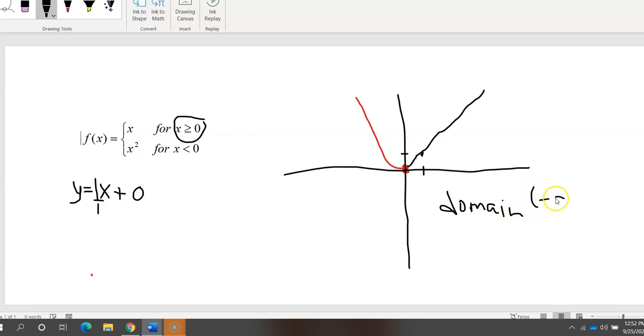is going to be negative infinity to positive infinity. And remember, infinity symbols always have the open bracket next to them, whether they're positive or negative.